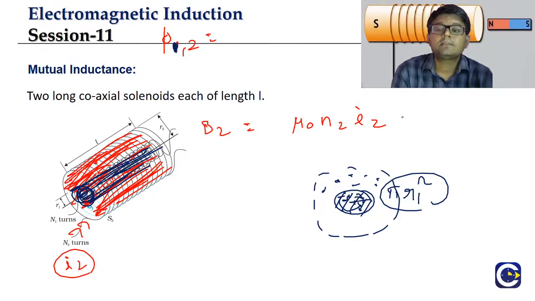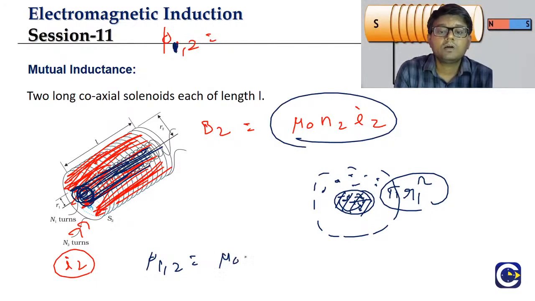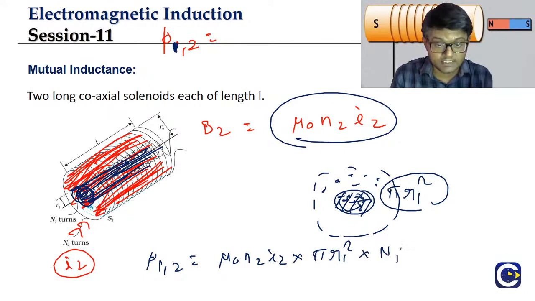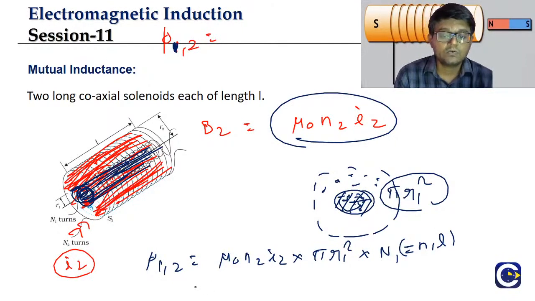Okay. Means the flux for coil 1 because of this current will be equal to what? B, mu naught N2 into I2, into area. What is the area? Pi R1 square, into the number of turns of the inner coil. Total number of turns is what? Capital N1. We can write capital N1 also as small n1 into L. So what is it going to be?